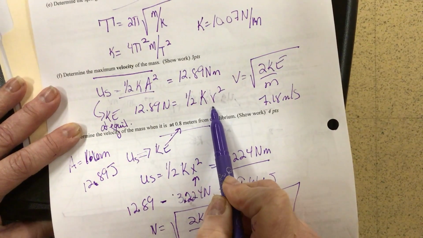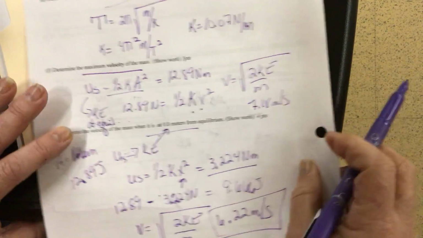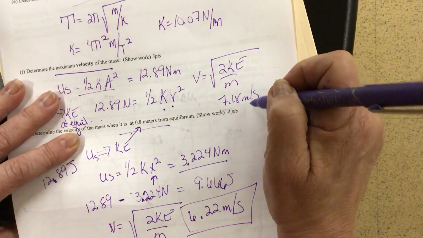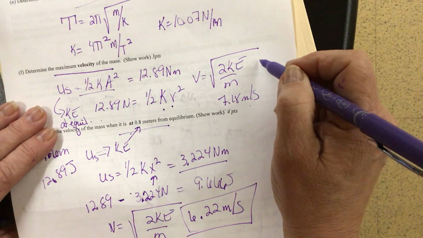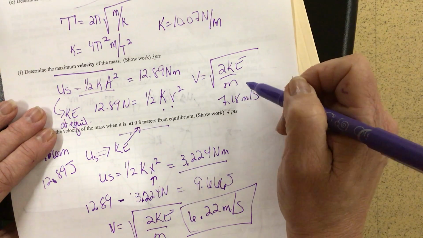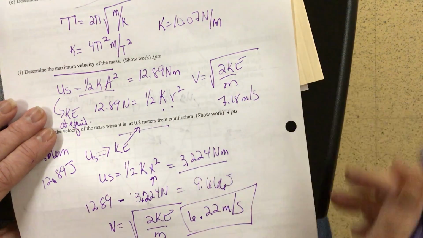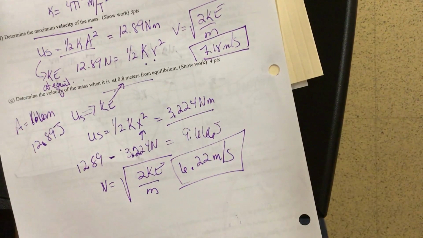And if you want to find the velocity, and you know the mass, and you know the total energy, then you can rearrange the formula to solve for the velocity. And remember, I recommended that you actually memorize this rearrangement. So the velocity equals the square root of 2 times the kinetic energy divided by the mass, and you'll come out to 7.18 meters per second.